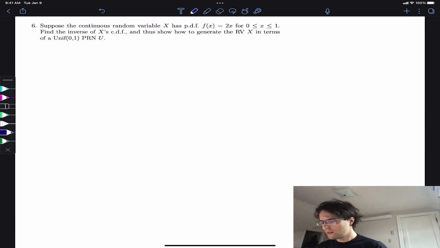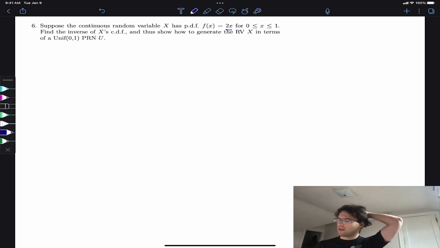Question 6. Suppose that you have a continuous random variable x with PDF f of x equals 2x, where x can be between 0 and 1. So we want to find the inverse of x's CDF and then show how to generate the random variable x from a uniform 0-1 pseudo-random number.